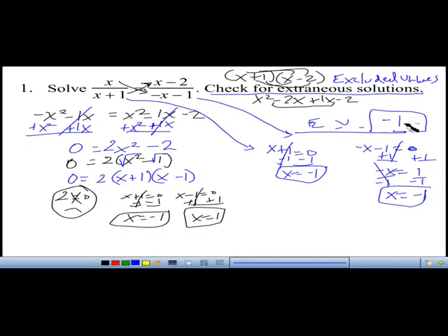Now, what does that mean? Well, Mr. Q, it looks like the excluded value of negative 1 is the same as this negative 1, which means that's an extraneous solution, which means x equals negative 1 cannot be a solution. So we cross it out because it's an excluded value. So what does that mean? That means that x equals 1 is our only solution.